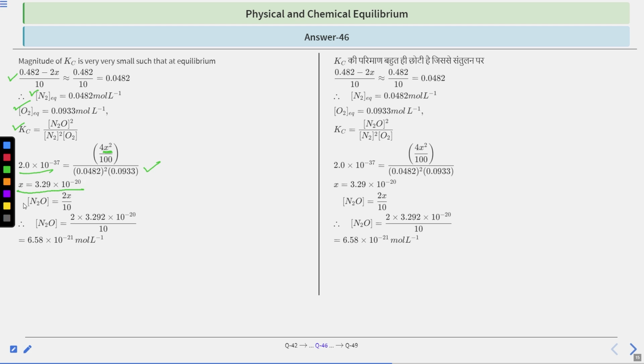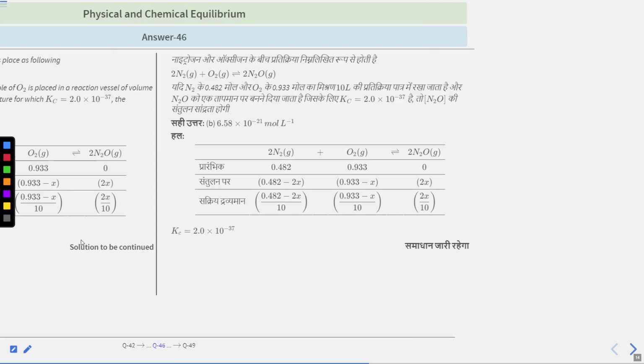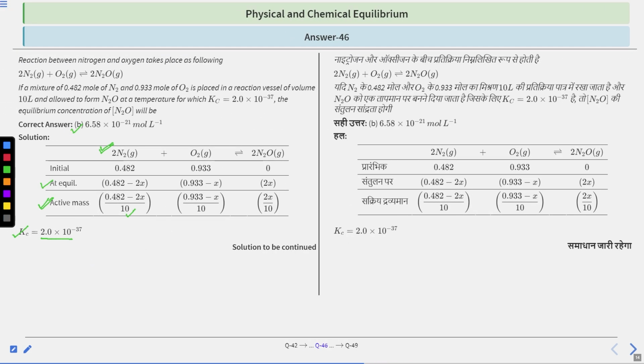Now we have to find out the N2O concentration, which is, we have taken 2x by 10, so we have to solve this. So it will be 2 multiplied by the x value and divided by 10. And the final concentration for N2O is coming out as 6.58 × 10^-21 mol L^-1, right? And hence we have our correct answer as option B, 6.58 × 10^-21 mol L^-1.